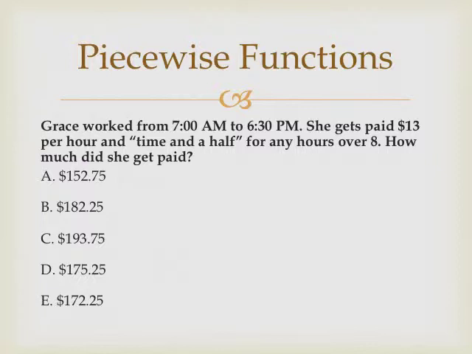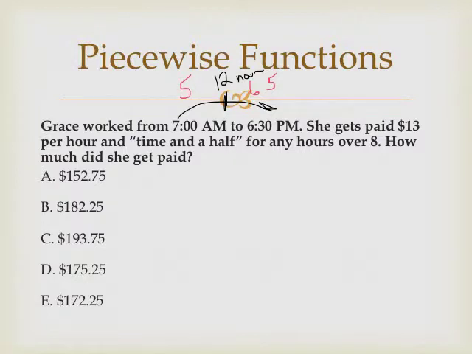So if I'm working on this, the first question is how long is she working? From 7 a.m. to 6:30 p.m., how long is that? Going from a.m. to p.m., you want to always look at noon as your barrier. From 7 a.m. to noon, that's 7 to 8 to 9 to 10 to 11 to 12, so 5 hours before noon. And then from noon to 6:30 is 6.5 hours afterwards.